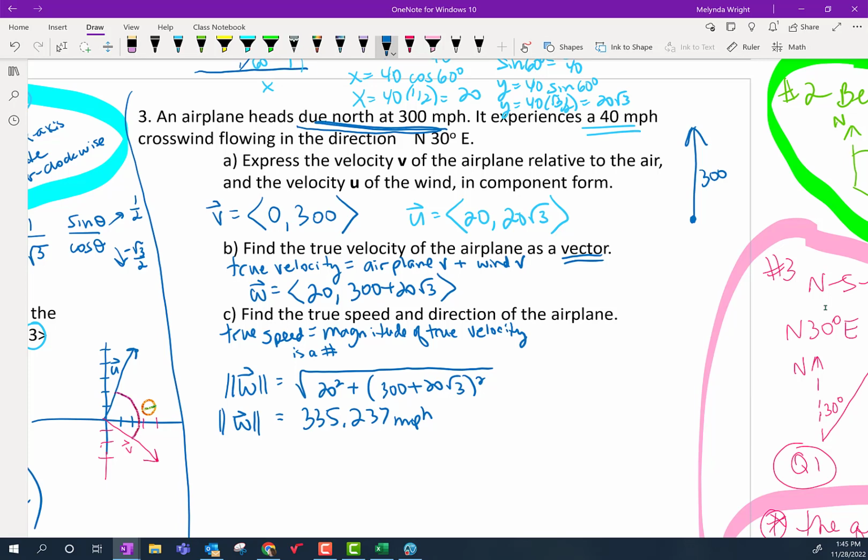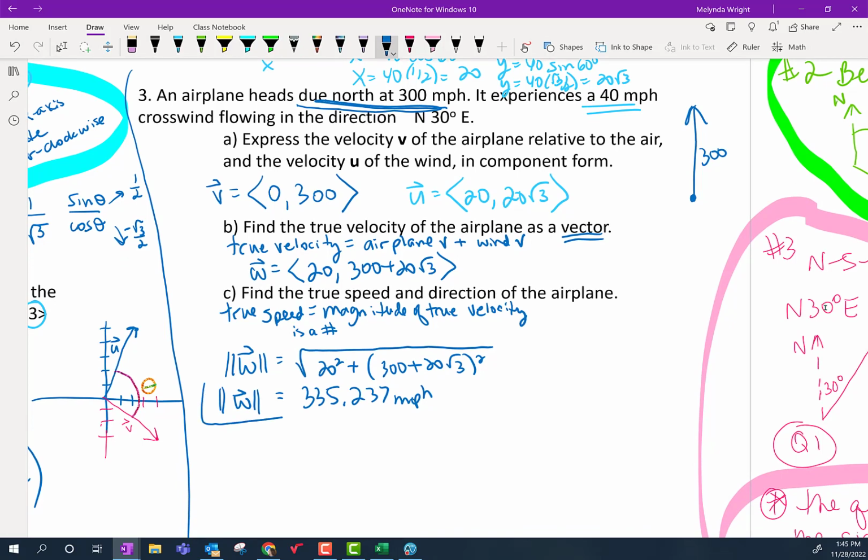What do you think would happen if the wind was going southeast? It would slow it down, right? Because the wind would be going against it. Think of it as a vector. It would be pushing against it. But in this case, it's going with it. So that's our true speed.